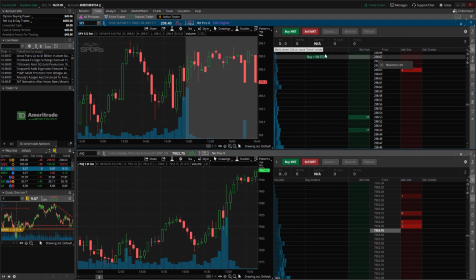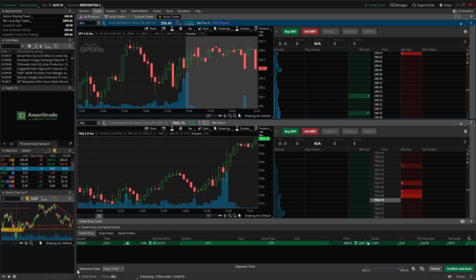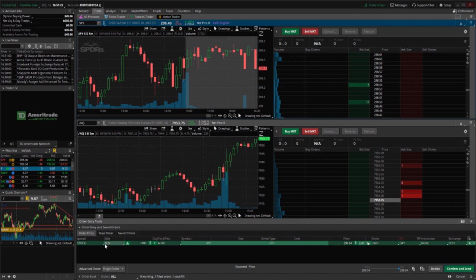Another way to do it would be to click this price value here, right click, and go to buy, and it'll pop up a window like this. This is how I usually do it. From here, you'll see that it says you're buying a stock. If you want to sell, you would just click buy to sell, and it will turn red.